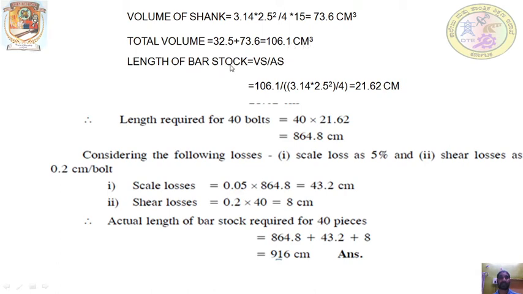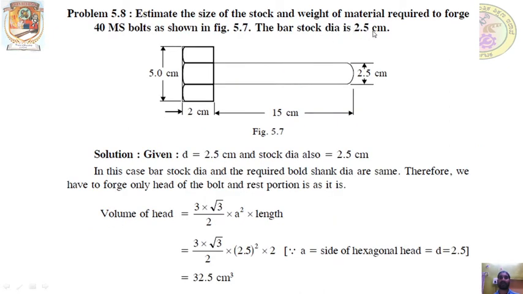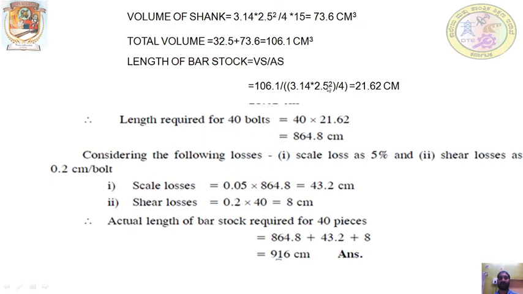The length of the bar stock is given by the formula: volume of the stock divided by area of the stock. The volume of the stock we have found as 106.1, divided by the area of the stock. The diameter of the bar stock is 2.5, so the area is pi d square by 4, pi into 2.5 square by 4. This gives you the length of the bar stock for a single component. For producing a single head, we require 21.62 centimeter length of the bar stock. We need to prepare 40 such bolts, so the length required for 40 bolts is 40 into 21.62, which is 864.8 centimeter.